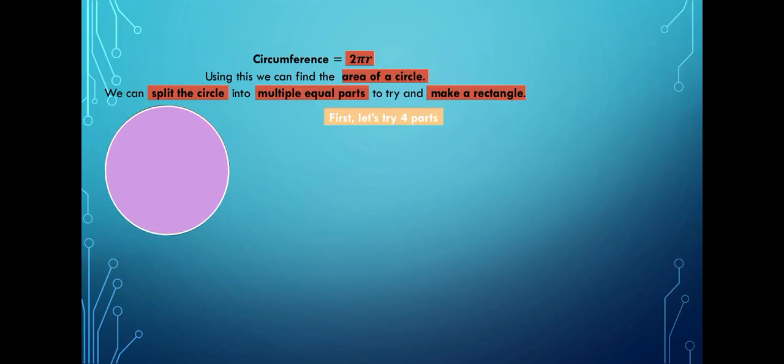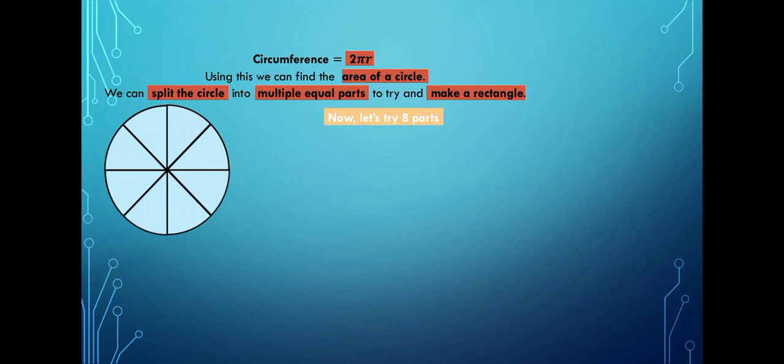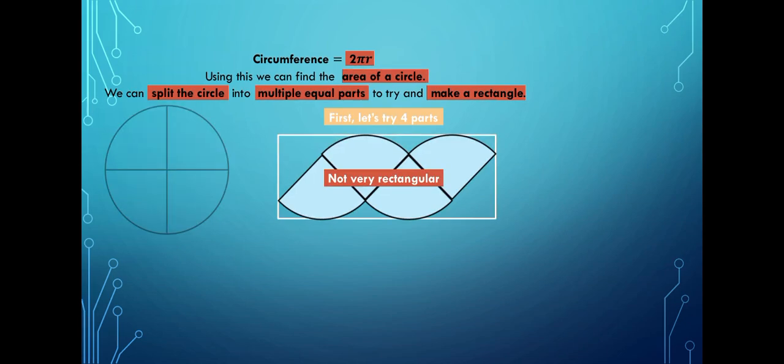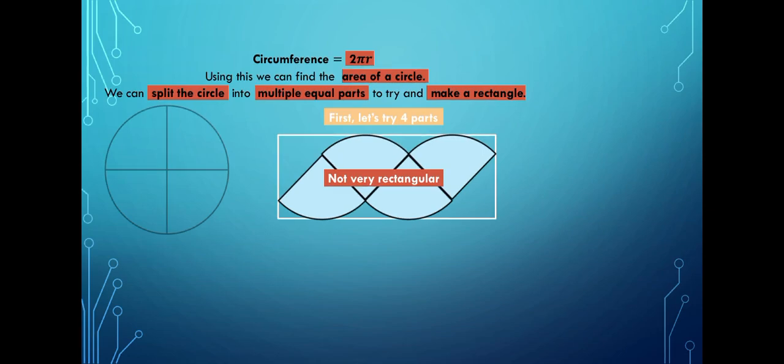We can split the circle into multiple equal parts to try to make a rectangle. So let's try with 4 parts. This was a circle and we made its 4 parts. It's not very rectangular, it makes some other shape, something like a triangle you can say. Now we can split the circle into multiple equal parts to make a rectangle. Now let's try 8 parts.